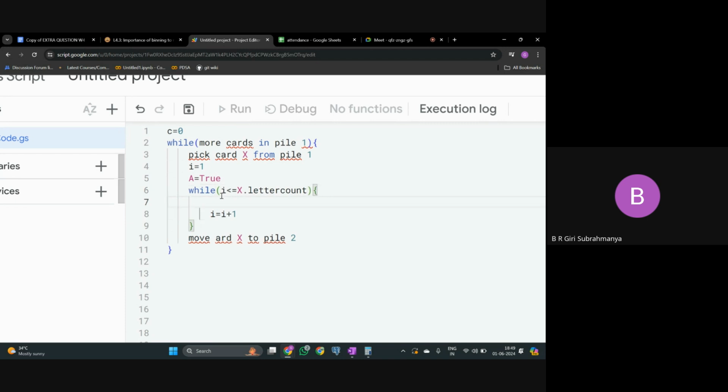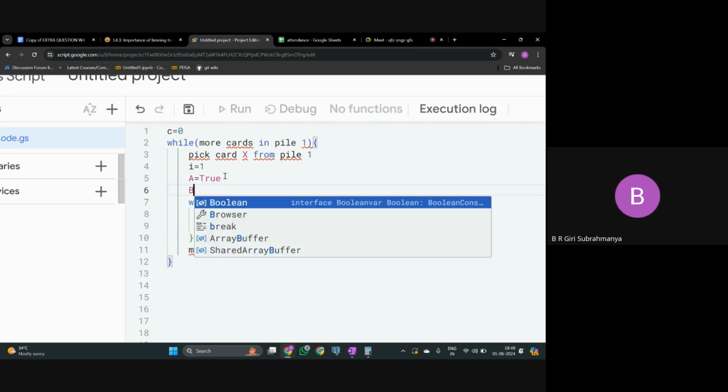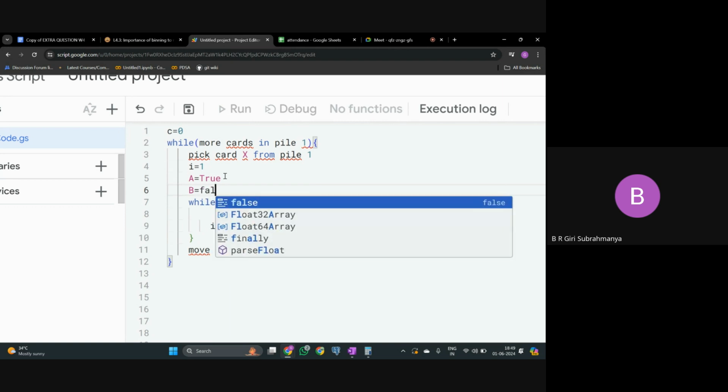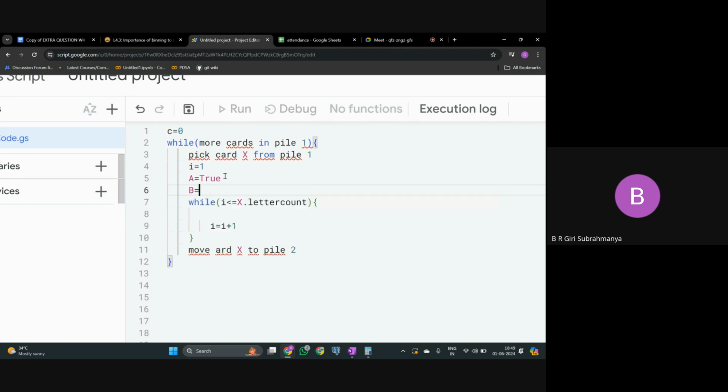Now with this variable A, what can you do? How can you use variable A? Sir, with A we can see if the first letter is a consonant. Maybe, one second, you can have another variable B is equal to false. It will be easy. Now make use of these two.